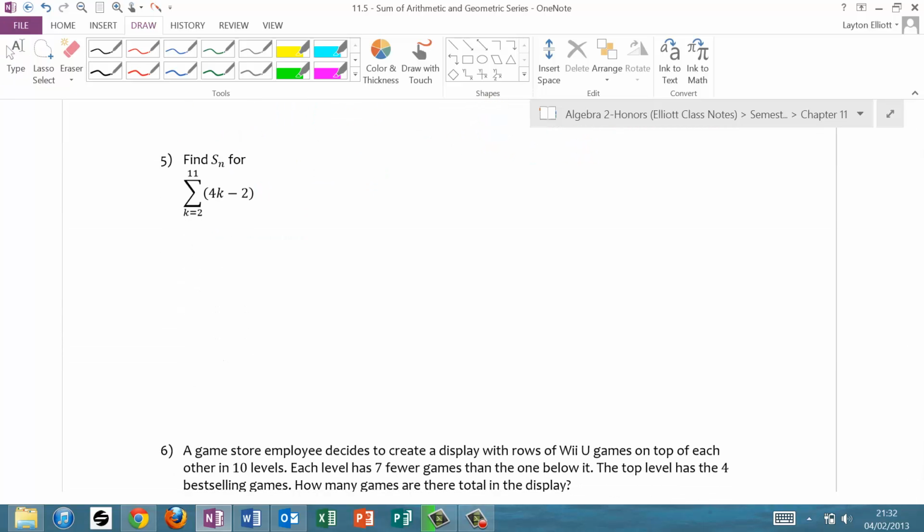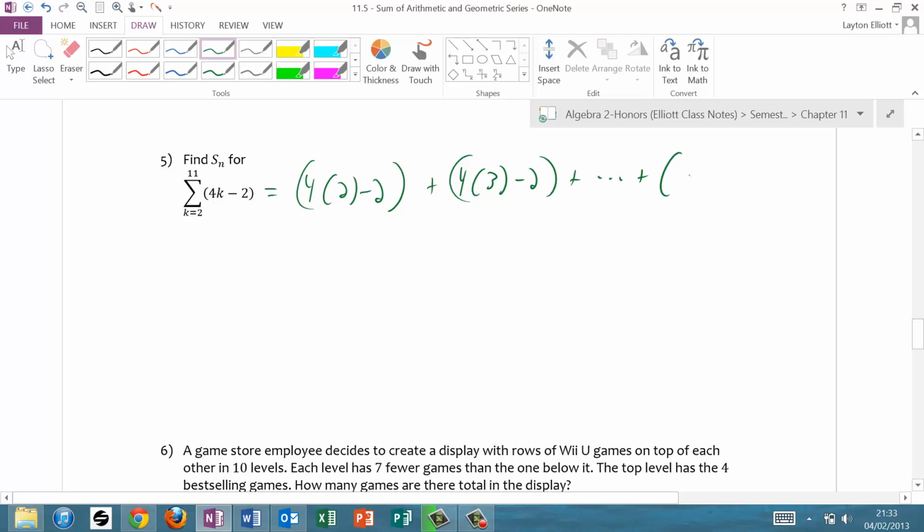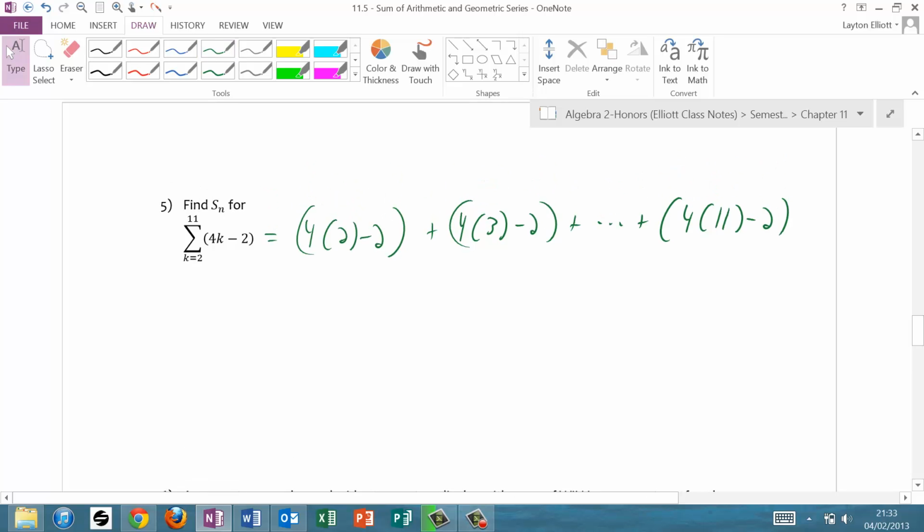We have sigma notation. If I write this in expanded form, like we practiced on the previous homework, my expanded form would say this is 4 times 2 minus 2, plus 4 times 3 minus 2, plus dot dot dot all the way up to 4 times 11 minus 2. Well, this is T of 1, but I don't want to call it T of 1. It's not really true, but let's put, okay, 4 times 2 minus 2, this is 6. 4 times 3 minus 2 is 10, and 4 times 11 minus 2 is 42.